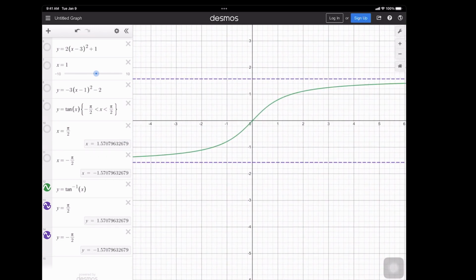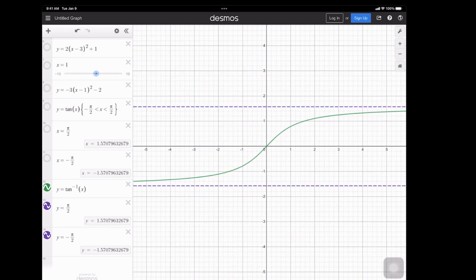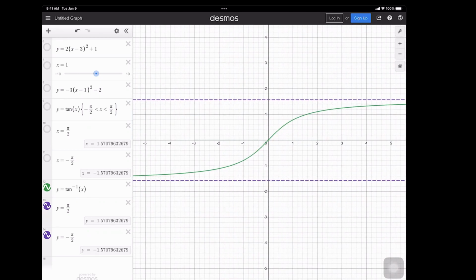Okay, you see this here? You now have, we call this horizontal asymptotes. So you get horizontal asymptotes, not vertical anymore.